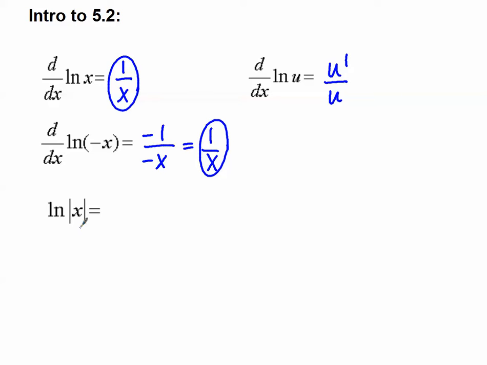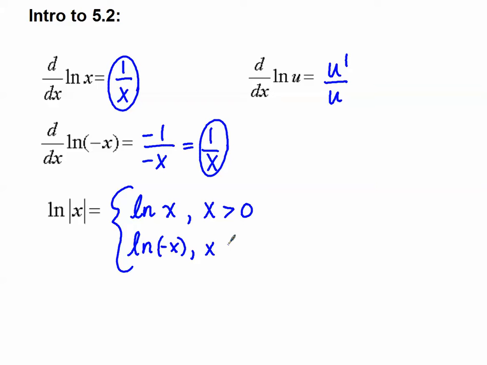Well, the natural log of the absolute value of x can be split up into the piecewise function: natural log of x when x is greater than 0, and natural log of negative x when x is less than 0. Remember, we can only plug positive values into the natural log function, so with negative x, that's when x is a negative number.